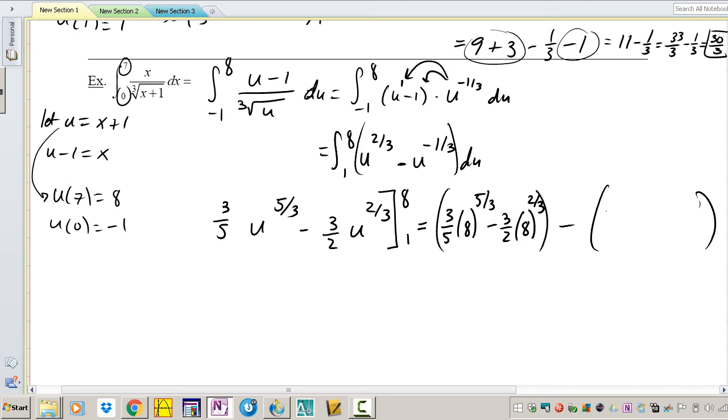And then 3 over 5 times, wait, it's negative 1. Keep on. So that's negative 1, guys, right here. I forgot to write negative 1. So 3 over 5 times negative 1 to the 5/3 minus 3 over 2 times negative 1 to the 2/3.